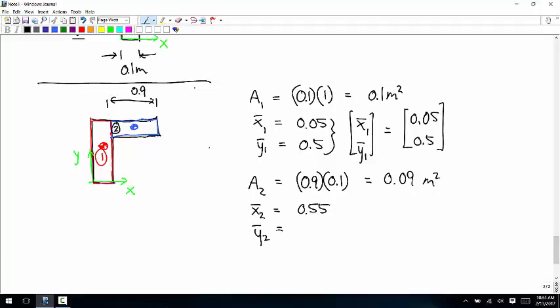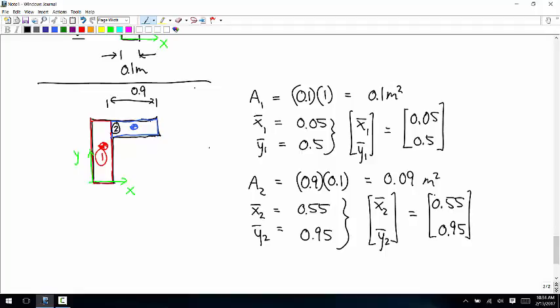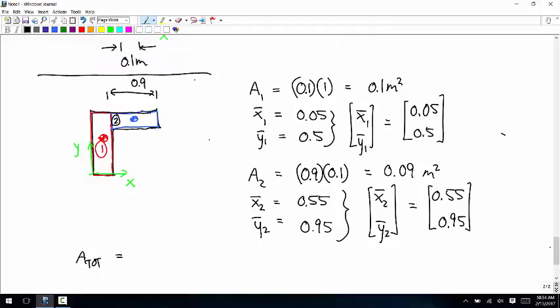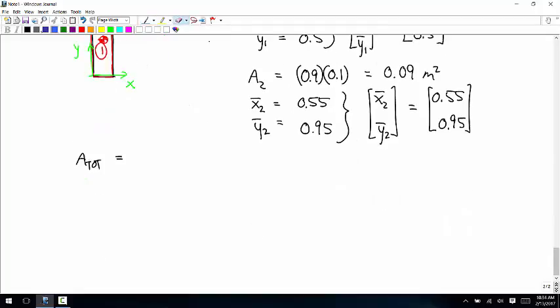y2 bar, you have to go up 0.9 to get here to the bottom, and then up another 0.05 to get to the middle. So 0.95. I'll write that as a vector. X2 bar, Y2 bar is equal to 0.55, 0.95. A total is just what you get from adding those two up. So 0.19.